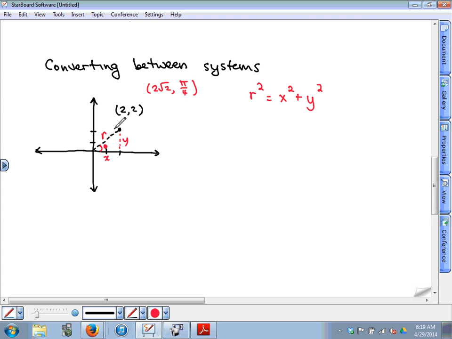Tangent. Is that what you're going to say? Tangent. Okay. Tangent of theta. What would be the definition of the tangent of theta? Y over x, assuming that x does not equal 0.